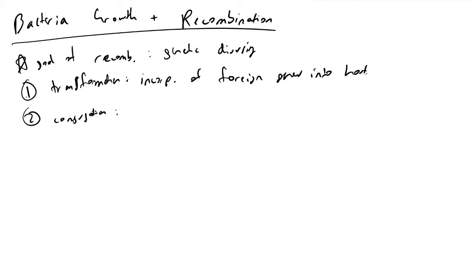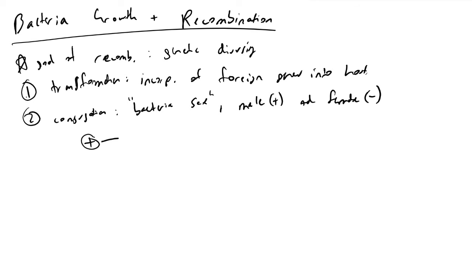And conjugation is a bit more interesting in that it's kind of like bacteria sex, is the way I look at it. And what happens in this is there will be a male and a female, and the direction of gene transfer is only one directional. And so what will happen is we'll have some plus, the male, feeding its genes via some kind of sex pili to the female, the minus bacteria.